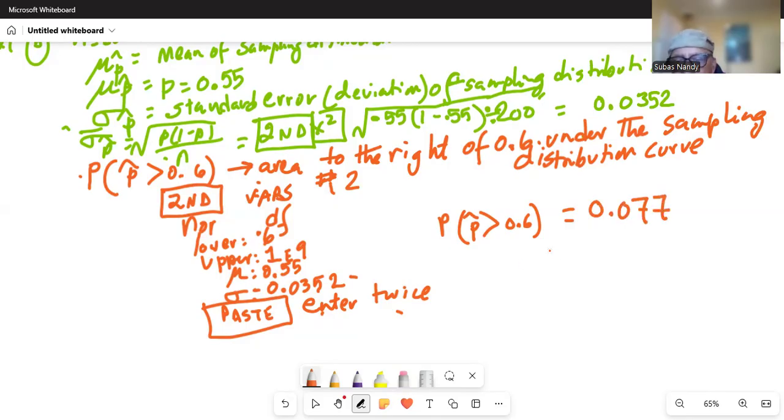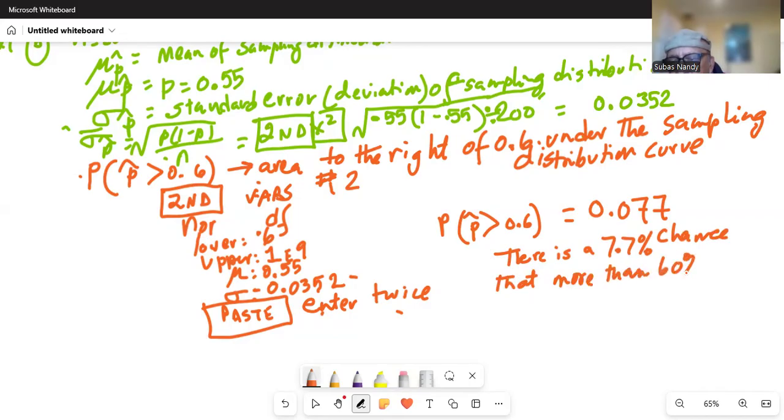0.077, or there is a 7.7% chance that more than 60% of British firms will experience cyber attack. I'm sorry, British firms will experience cyber attack.